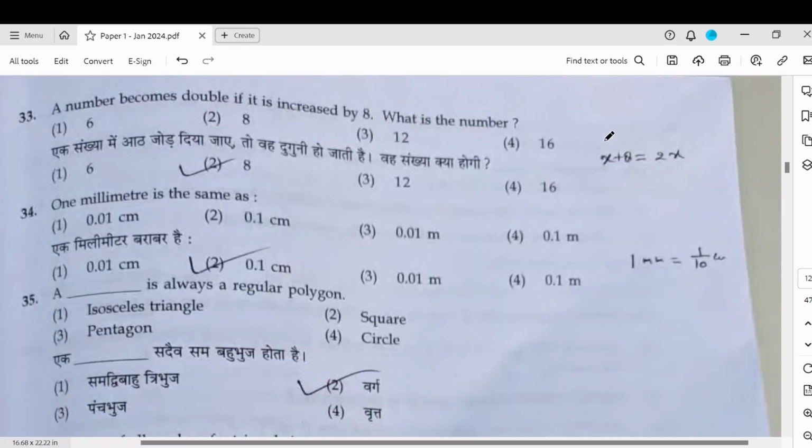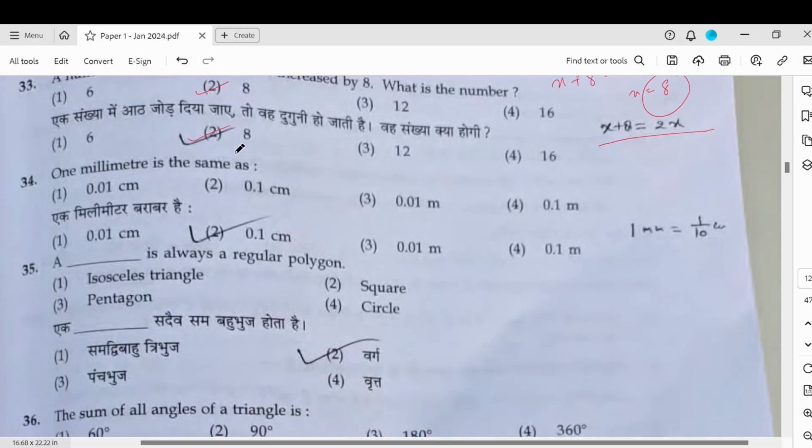A number becomes double if it is increased by x. What is the number? So correctly written, x plus 8 is 2x, which basically means that x is 8, because the same number, if you add 8 to it, it is doubled. 1 millimeter is the same as 0.1 centimeter, which is very correct. The person has written also out here 1 millimeter is equal to 1 by 10 centimeters.